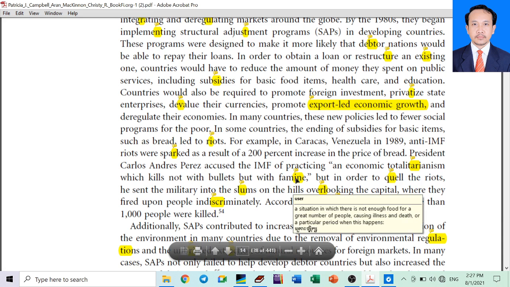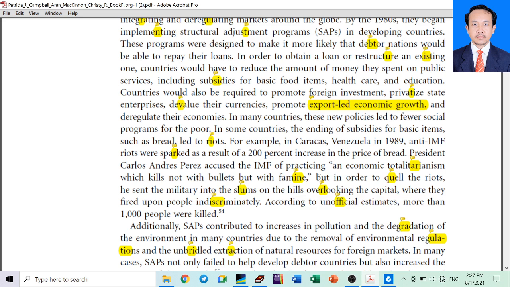And the famine: a situation in which there is not enough food for great numbers of people, causing illness and death, or a particular period when this happens. Yeah, famine. It has no sound. Quell: to stop something, especially by using force. Yeah, quell. Learn to pronounce yourself. Quell. You ought to repeat after me. Quell.